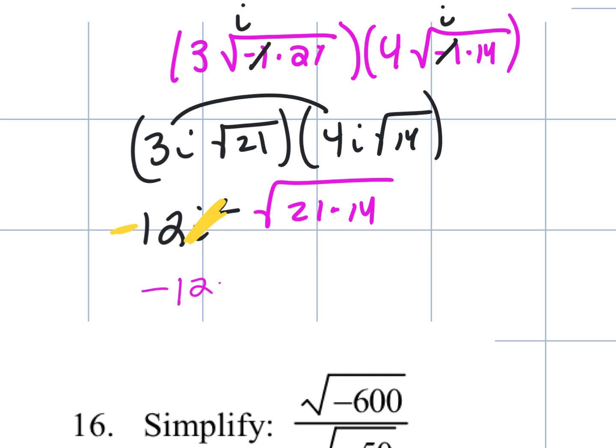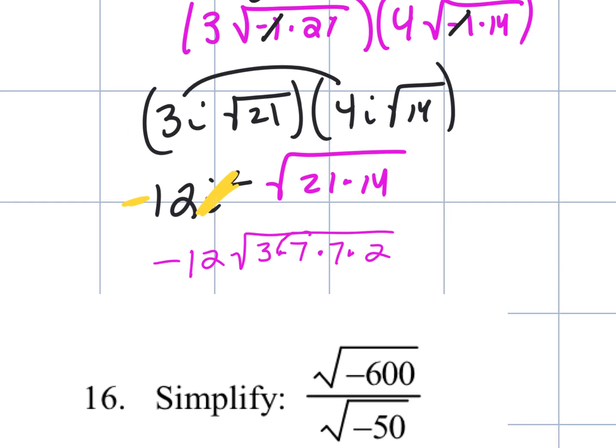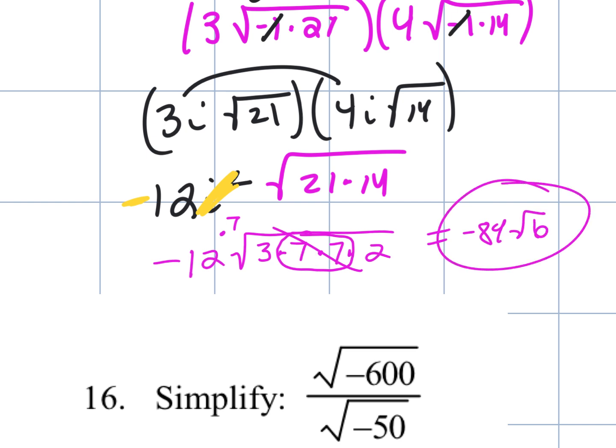Or we can go ahead and split it up underneath here. So I have 3 times 7, and then 14 is 7 times 2. So I see right here, oh, wait a second, I have a pair of 7s. That's a perfect square right there, because 7 times 7 is 49. So I can bring that 7 out, and I can multiply on the outside. So I have negative 84 times the square root of 6.